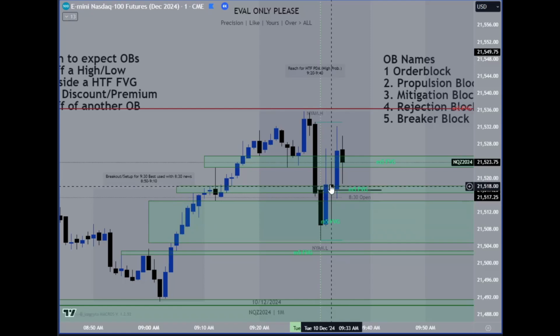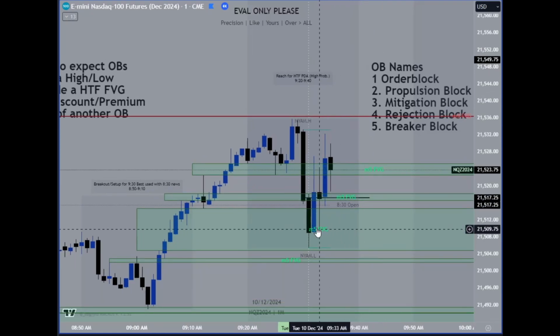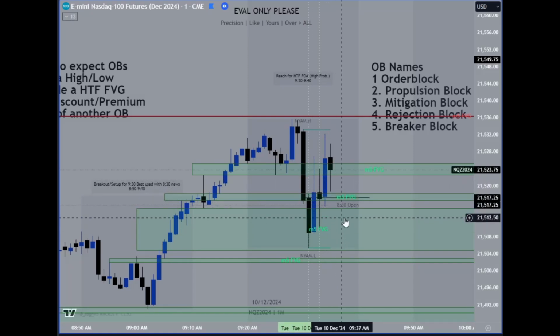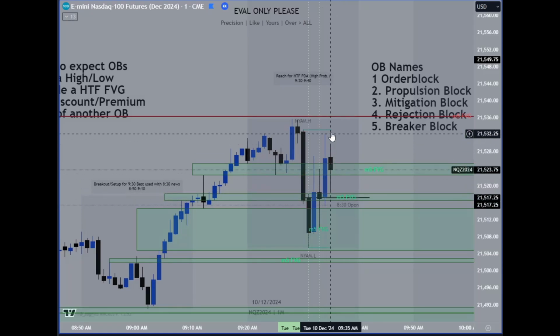This right here, this candle here, is a propulsion block. Now, once again, I'm not going to get into what a propulsion block does, all that kind of stuff. Just keep it simple. This is an order block. This is another order block. It's technically a propulsion block, but just for simplicity, we're going to call this an order block. This is an OB. This is an OB, right? And we continue to move higher.